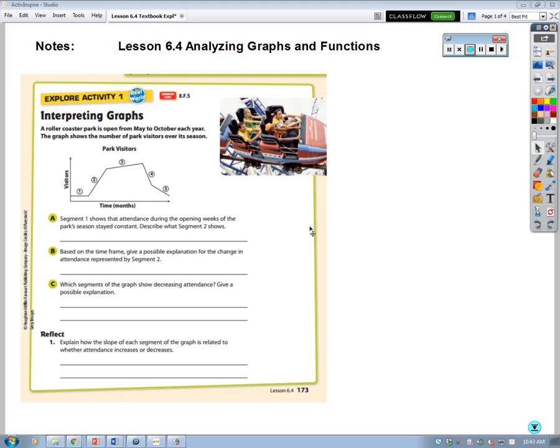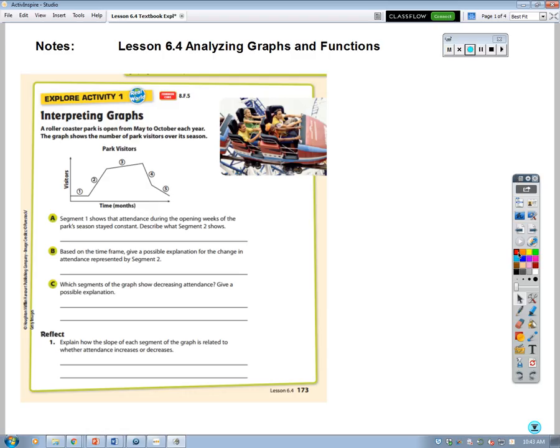Okay. So let's go ahead and take a look at Explore Activity 1, Interpreting Graphs. We have a roller coaster park that is open from May to October each year. I just like to put this on here so that we know this is May and this is October, right? So this would be May, June, July, August, September, October. Each of these spots indicates another month. I broke that down because I know that it's from May to October. The graph shows the number of park visitors over its season.